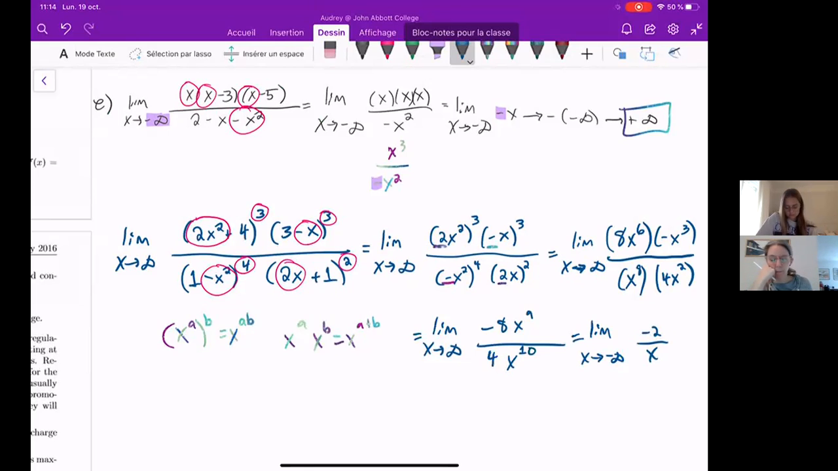So what does this become? 0. 0, you got it. So this is like negative 2 over negative infinity. Division by infinity is always just 0. I thought division by, wait, division by 0 is always infinity? Yes, and then division by infinity is always 0. Yes. Okay.